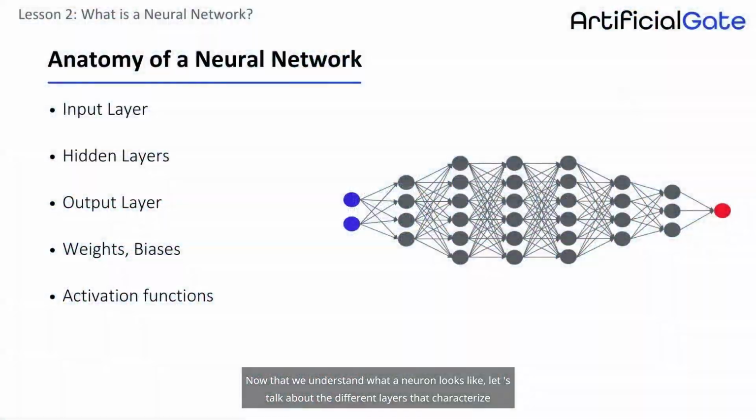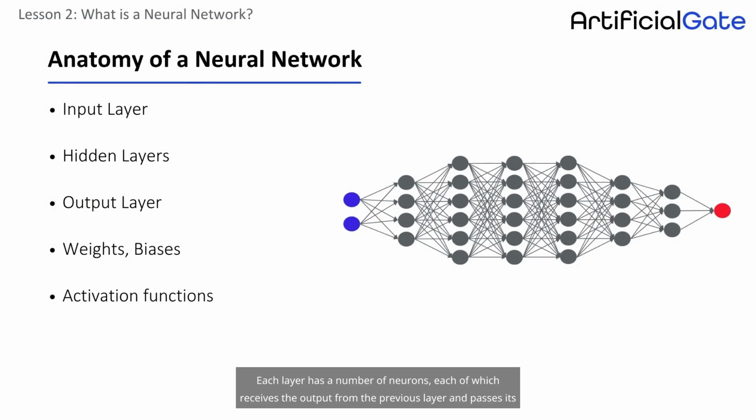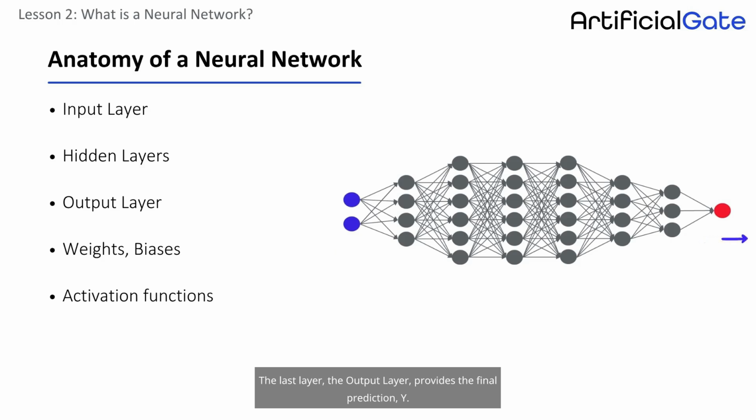Now that we understand what a neuron looks like, let's talk about the different layers that characterize deep neural network architectures. Each layer has a number of neurons, each of which receives the output from the previous layer and passes its output to the next layer. The first layer is called the input layer. It receives the actual data, x. The last layer, the output layer, provides the final prediction, y.